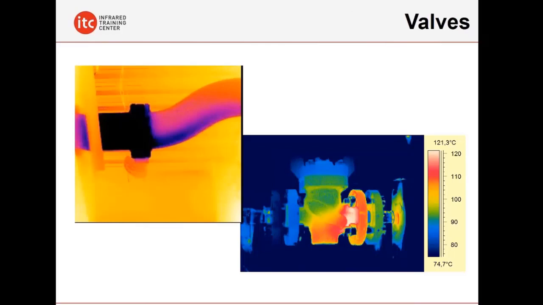Valve operations. On the lower right here, a valve that was in the open position. It was actually physically open. It visually confirmed it was open. But with infrared, we can see that the valve actually appears to be closed. Something that we can use infrared for very nicely, or possibly a leak or a bypass, let's say.